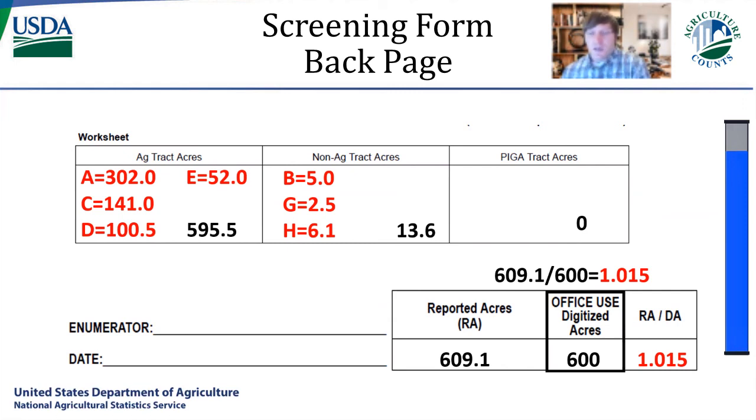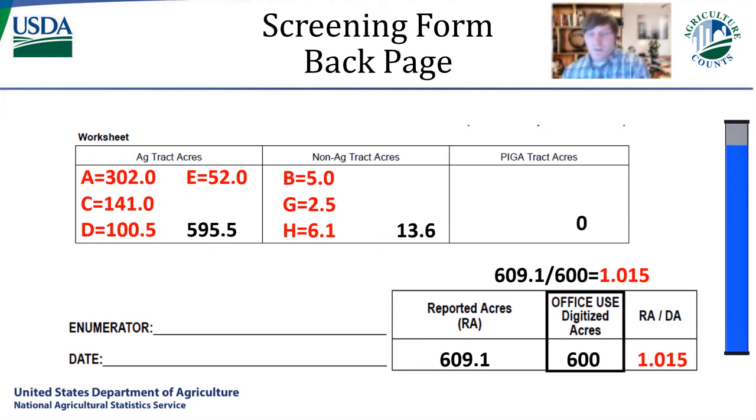The RADA ratio is a calculation you should make to show that the RA reported acres are relatively close to the DA, the digitized acres. You want to take the reported acres and divide by the digitized acres and multiply that number by 100 to calculate the percentage. The expectation is that the RADA value be between 95% and 105%.